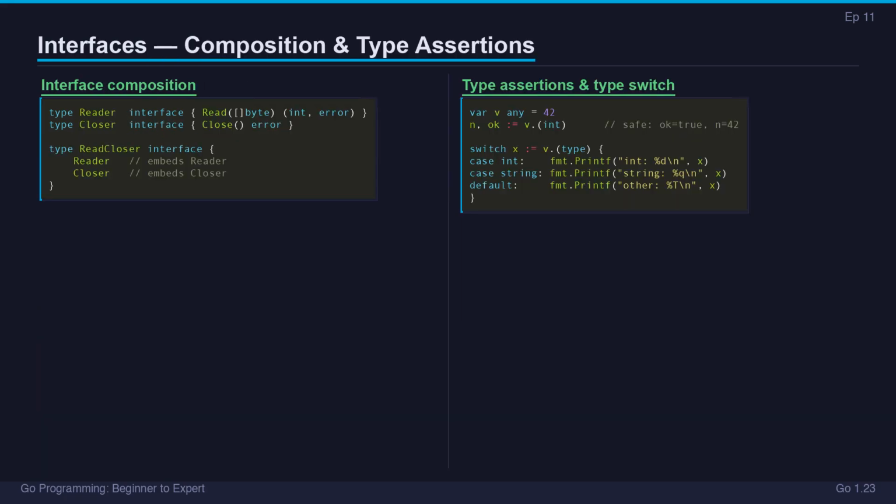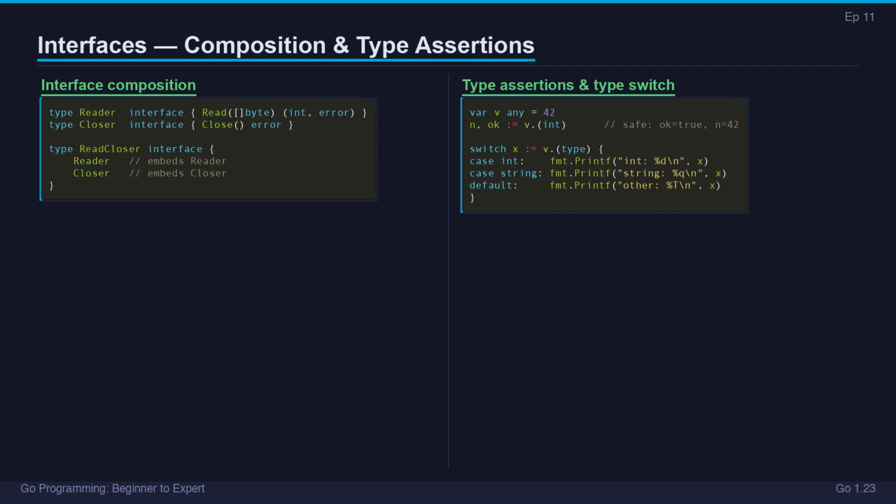Interfaces compose, you build larger ones from smaller ones. This is exactly how the io package works. A type satisfying ReadCloser automatically satisfies both Reader and Closer too. The any type, an alias for interface{}, accepts any value. Use it sparingly. When you have an any and need the concrete value back, use a type assertion.